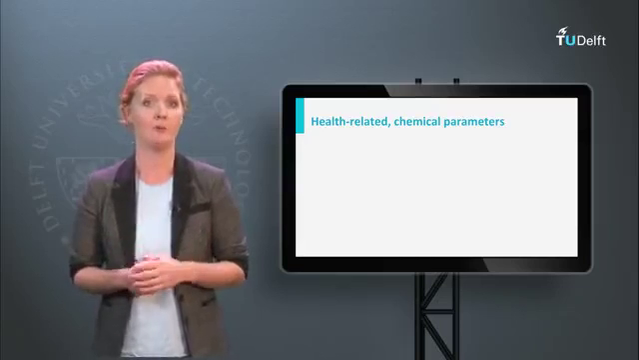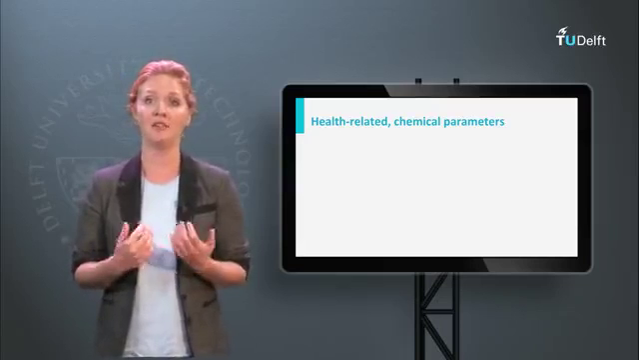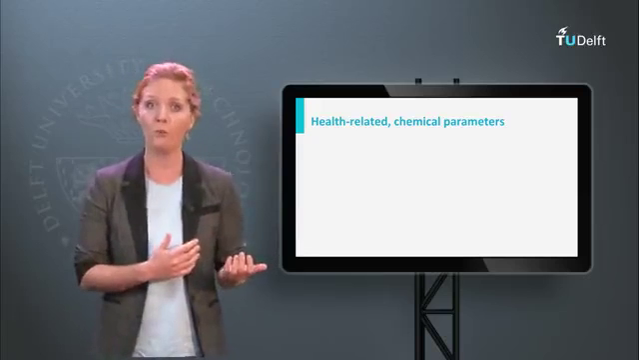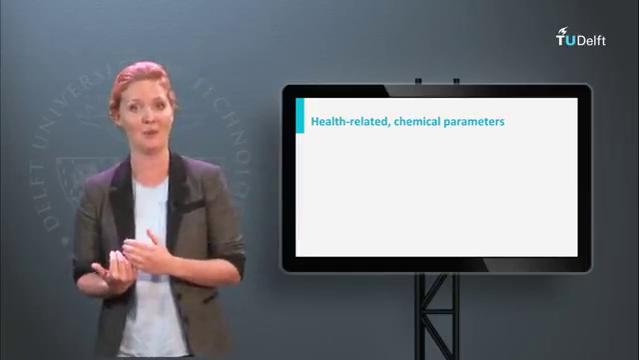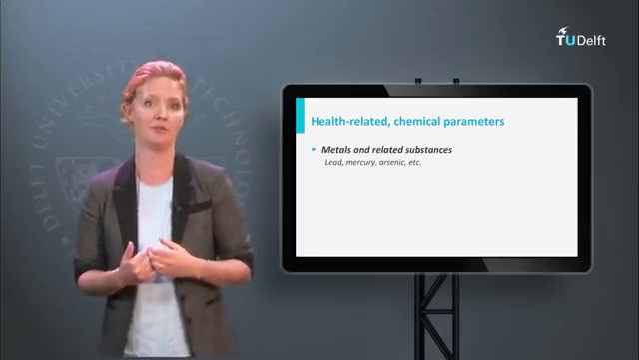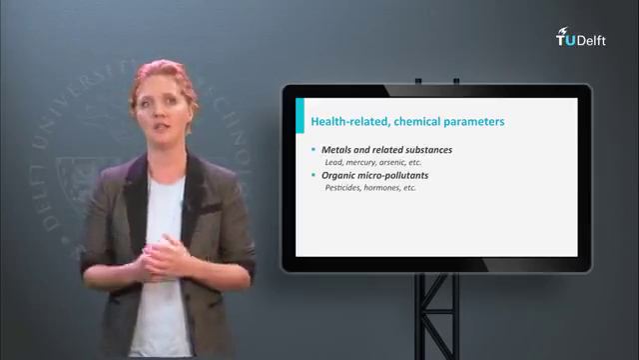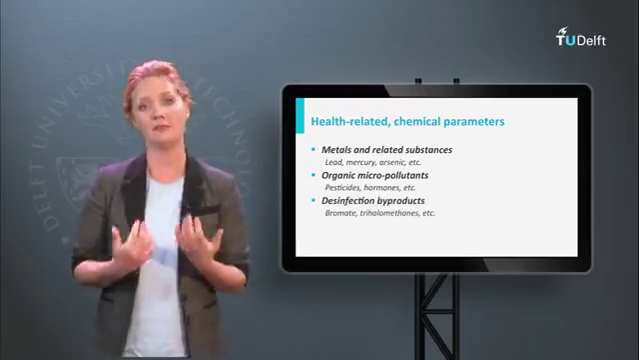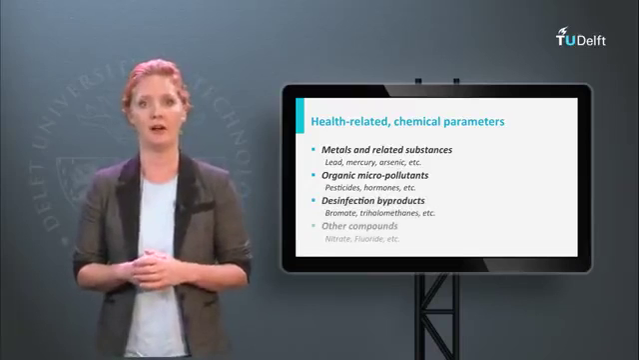Well, let's go to the second group of parameters important for safe drinking water, which consists of dissolved compounds, both inorganic and organic. A subdivision can also be made based on the concentrations present in the water as macropollutants for concentrations over 1 milligram per liter and micropollutants for concentrations below 1 milligram per liter. The long list of health-related chemical constituents can be divided roughly into metals and related substances, such as lead, mercury, arsenic, organic micropollutants, for example pesticides and hormones, disinfection byproducts, such as bromate or trihalomethanes, and other compounds, which include nitrate and fluoride.